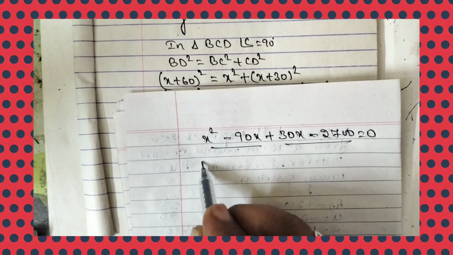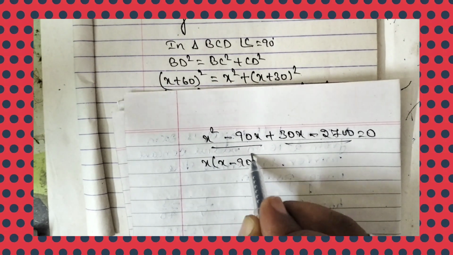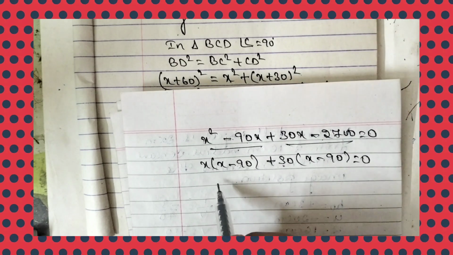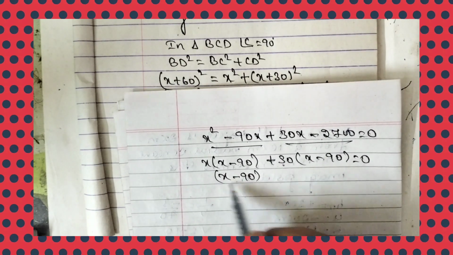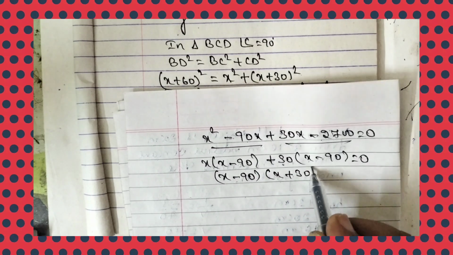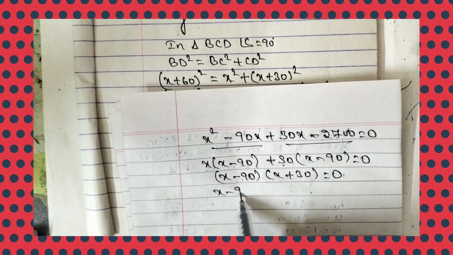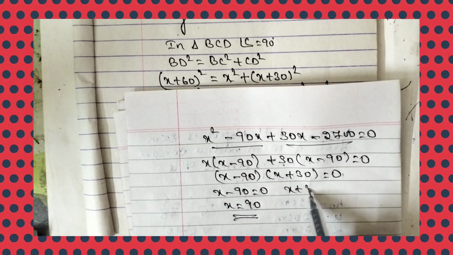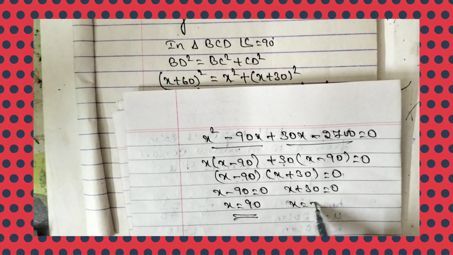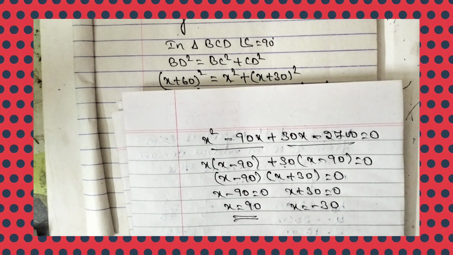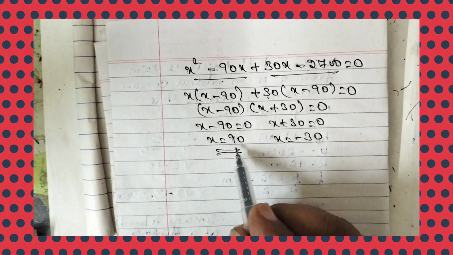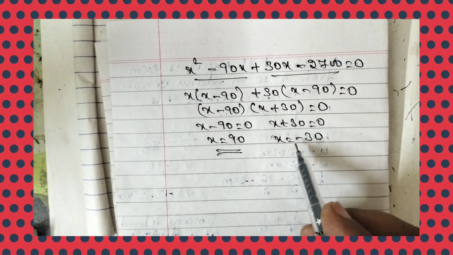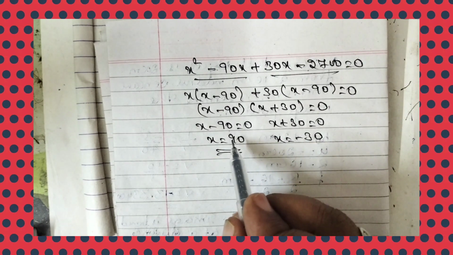These two are one group and these two another. Take x common from the first two, remaining is x minus 90. Take 30 common from the next two, remaining is x minus 90. So x minus 90 is common to both, and the remaining is x plus 30, which is equal to 0. x minus 90 is equal to 0, so x is equal to 90. x plus 30 is equal to 0, so x is equal to minus 30. So x is equal to 90. We took x as a dimension of the rectangle, and a dimension will never be negative. Therefore the answer is 90.